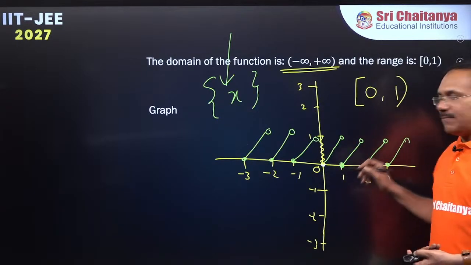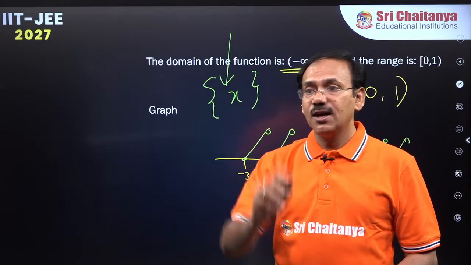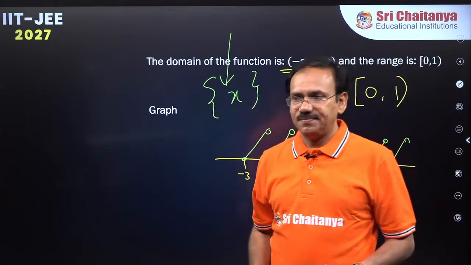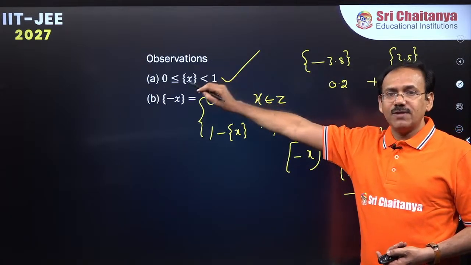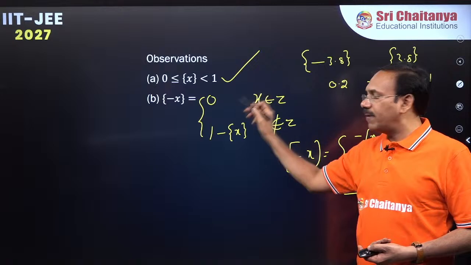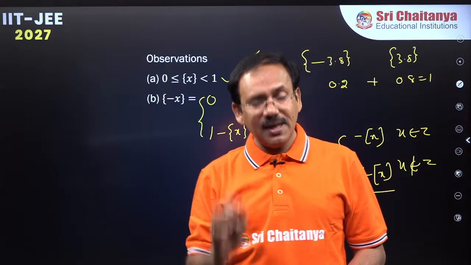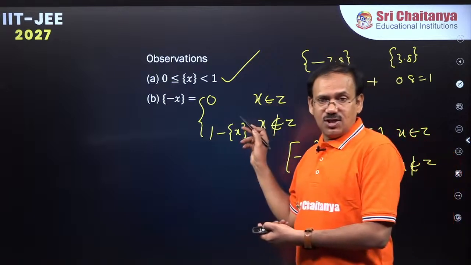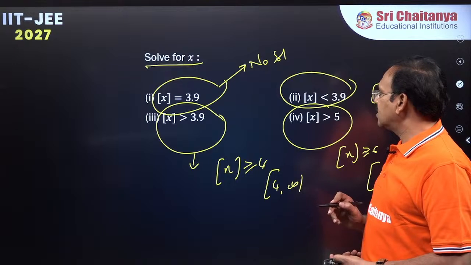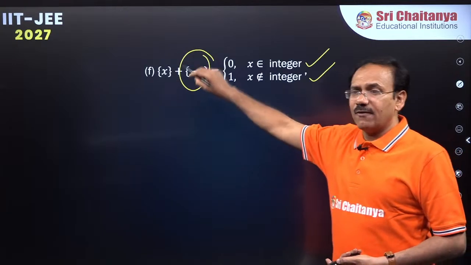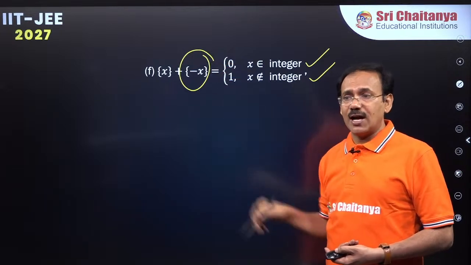Then its graph will be like this. From the graph we can say its domain is R and the range is closed 0 to open 1. Okay. So, the most important thing, fractional part of x will always be between closed 0 to open 1. Fractional part of minus x, which is very helpful in problems related to limits, is 0 if x is an integer, 1 minus fractional part of x if x is a non-integer. And the same thing we have seen, fractional part of x plus fractional part of minus x will be 0 if x is an integer, 1 if x is a non-integer.